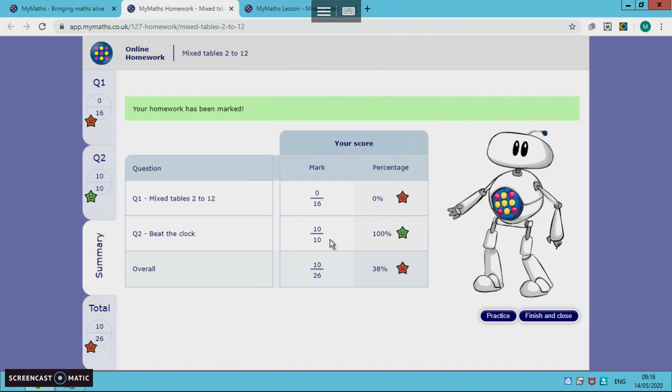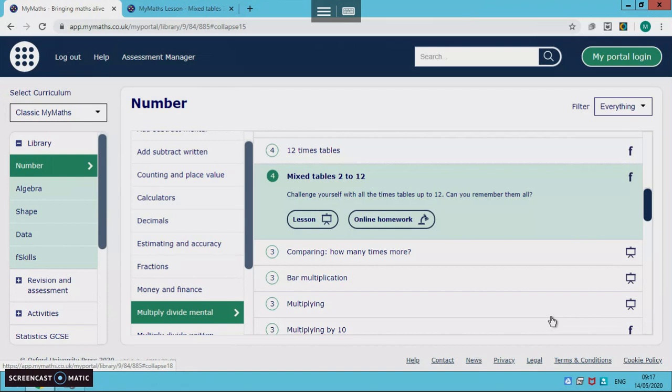Once you've seen all this, that means your homework has been marked, and that means I can see what score you got. What you've got to do after that is press finish and close, and that's saved now, okay? I look forward to seeing if you can get 10 out of 10, or you can let me know how many you got right in the 2 minutes and see if you can beat me.